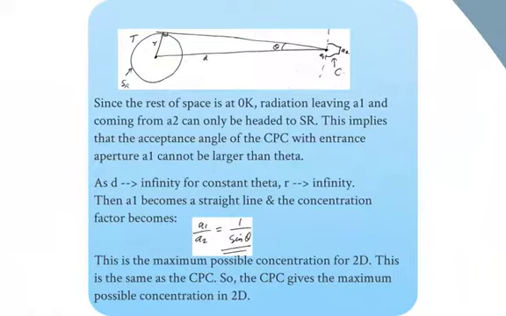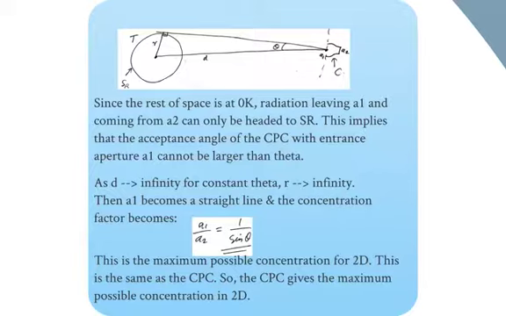Now, if we look at this a little more closely, again, this rest of the space is 0 Kelvin. So the radiation leaving A1, going out of this CPC and coming from A2 can only be headed to the source here. This implies that the acceptance angle of the CPC with the entrance aperture A1 cannot be larger than theta. Okay, because theta is the largest angle of light coming from the source to the CPC.